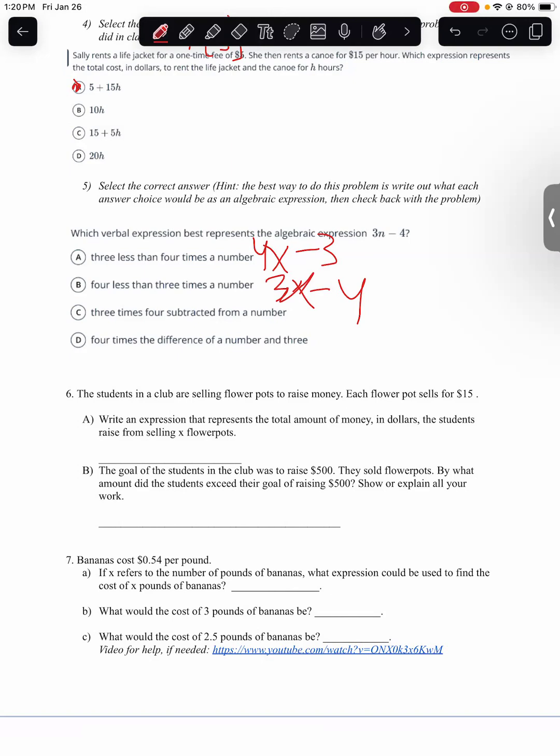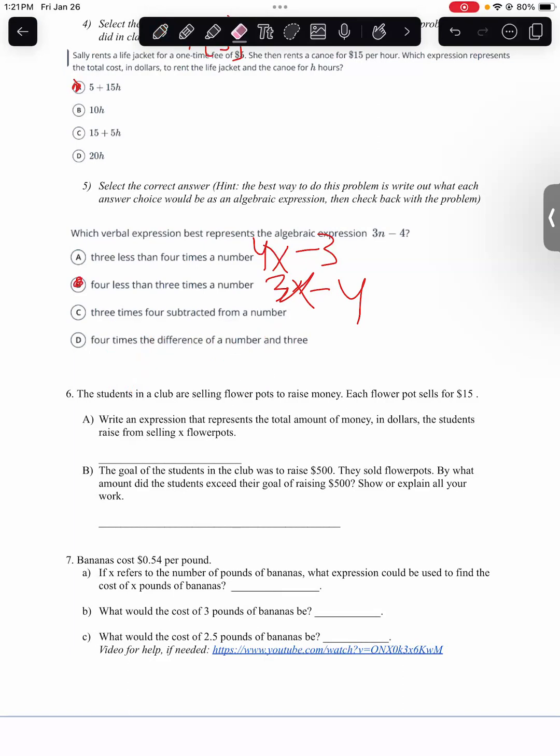3 times 4 subtracted from a number. Okay, so that's going to be something like this. 3 times 4, and then we're going to subtract that from a number. All right. So that's not it. 4 times the difference of a number and 3. 4 times. So we have a number and 3. So you see how there's the difference of a number and 3? So that would be the difference of a number and 3 right there. So 4 times that. Okay. So that's not it either. So therefore it is B.